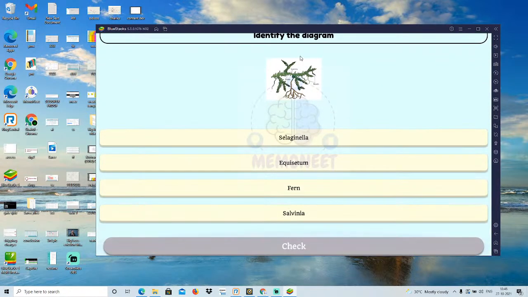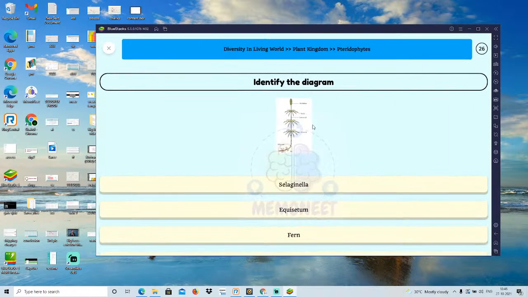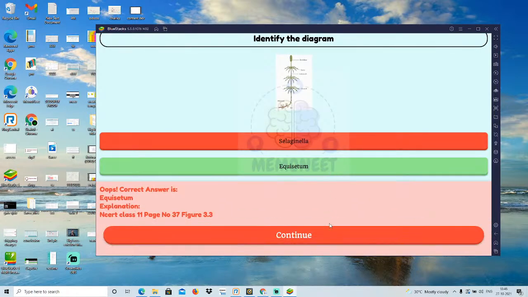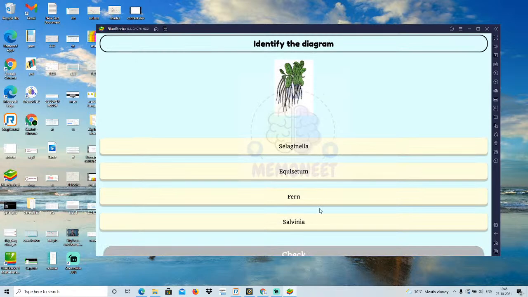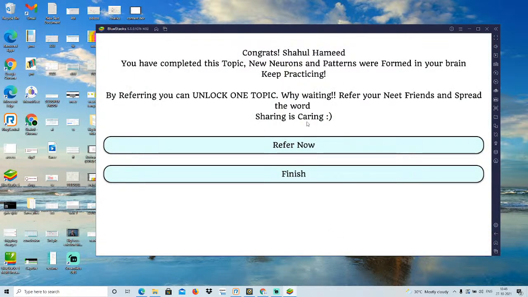So identify the diagram. Oh my god, I didn't learn the diagram at all. But I think this looks as if it's Selaginella. Yeah. So this one should be a fern, maybe. Oh, it's Equisetum. Oh, this is Salvinia. Okay, all good.